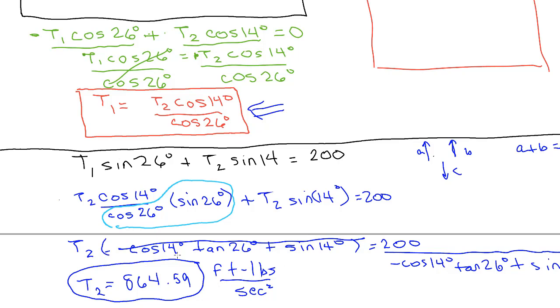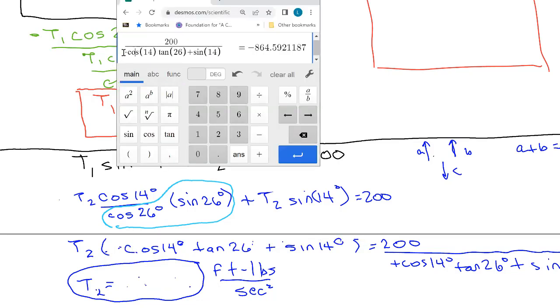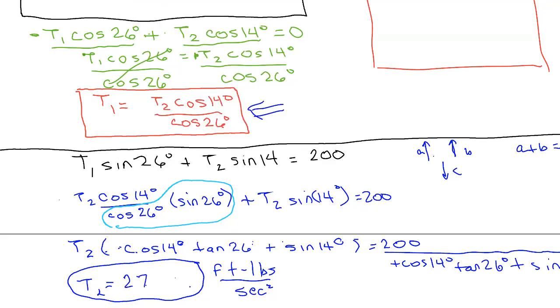Okay, let me recalculate. So instead of this being negative, this is positive, which does change my value, which actually makes a lot more sense. Now I have something a little more reasonable, 279.66. Okay, now we've got something that actually seems reasonable.